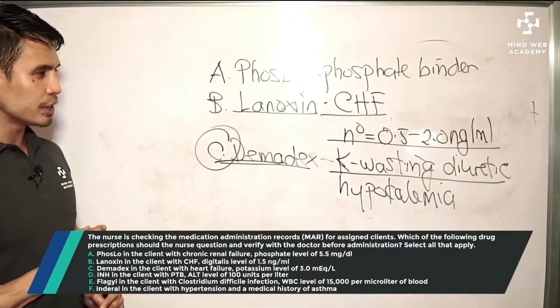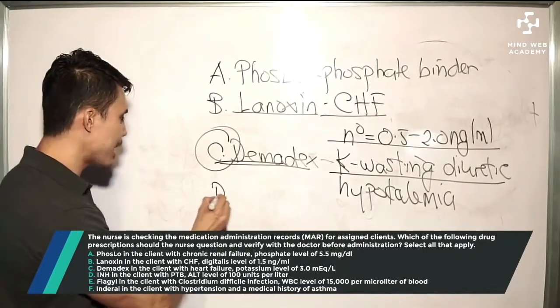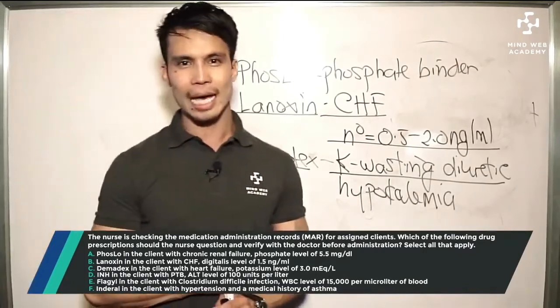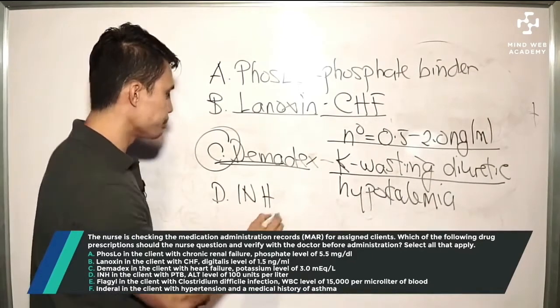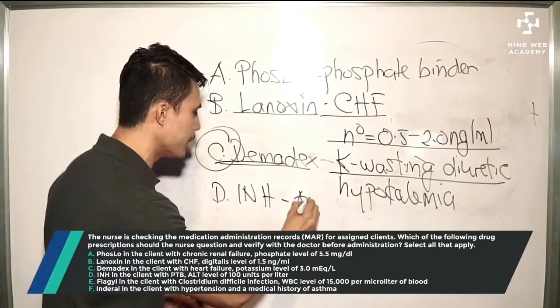What about letter D? For letter D, nurses, it's INH, an anti-TB medication. So the indication is correct, right? It's an anti-TB medication.